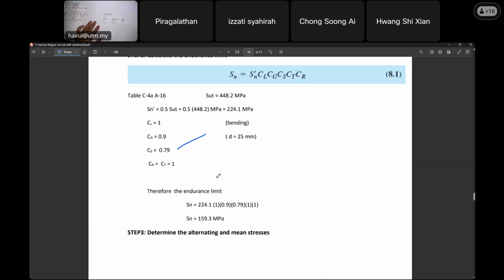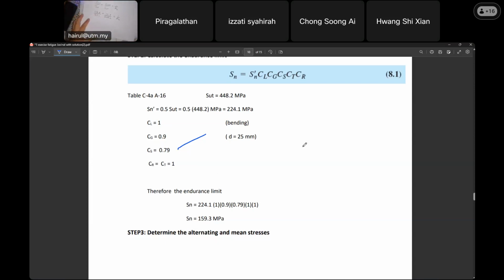So what is the safety factor? Sigma E alternate is 137.6. SN, the endurance limit we calculated just now, is 159.3, plus sigma EM, the torsional mean, which is 32.6, over SUT. SUT from the table of properties for the material is 448.2. This equals your safety factor, NG, where NG means Goodman theory.